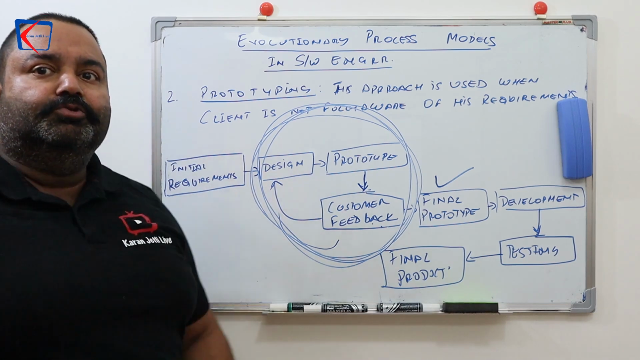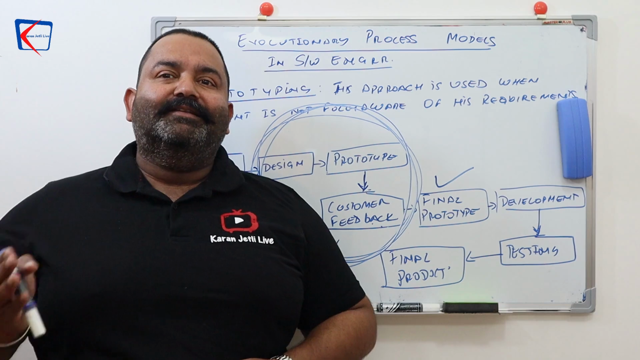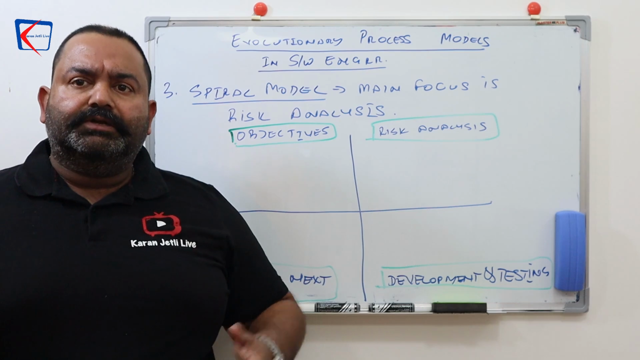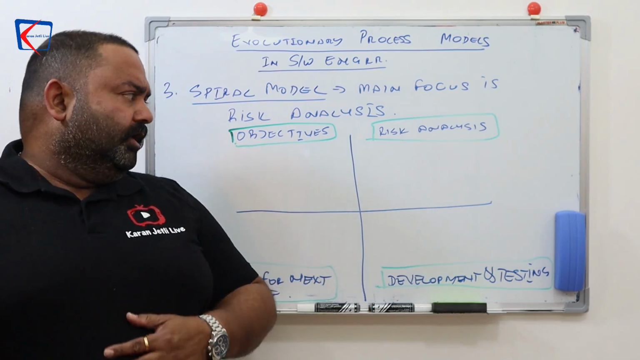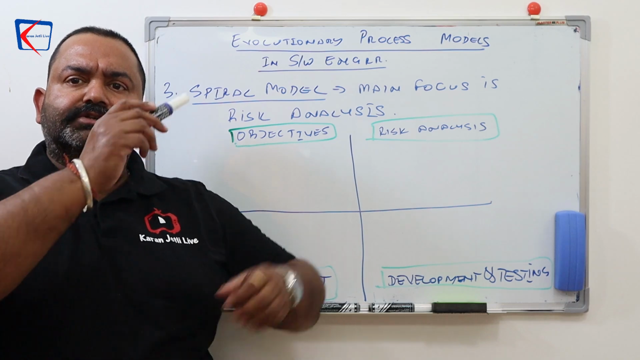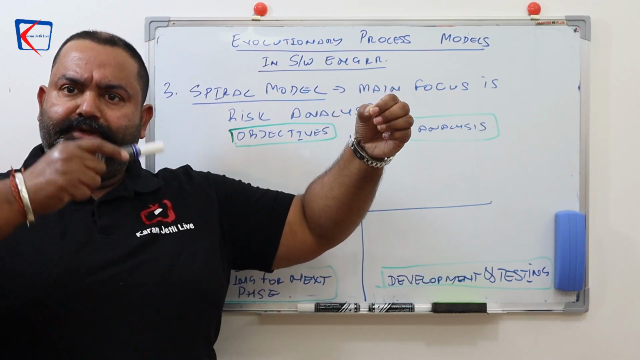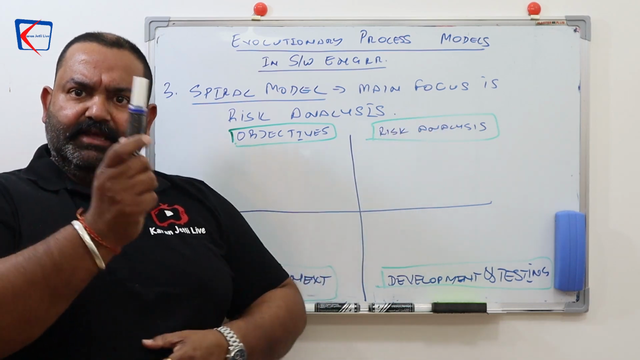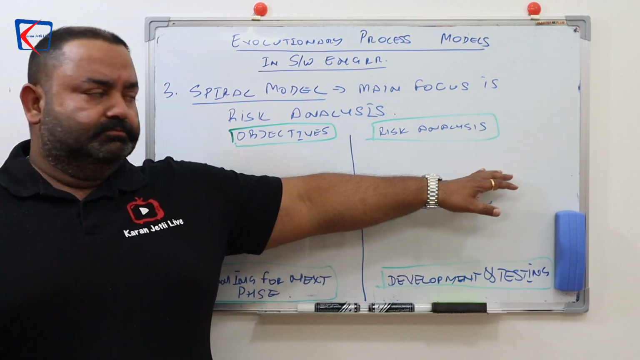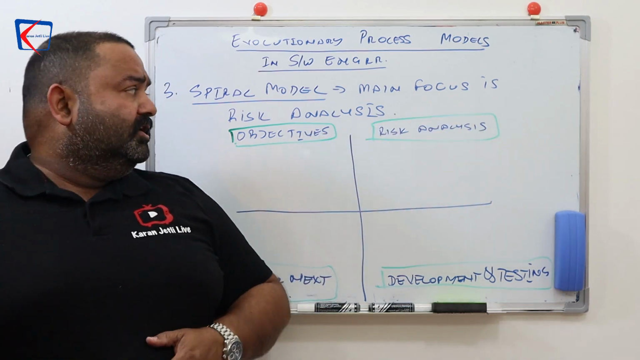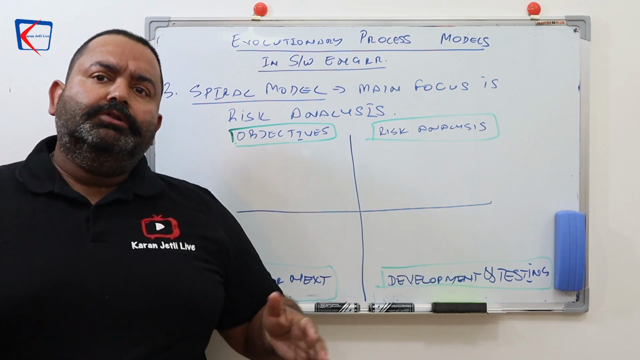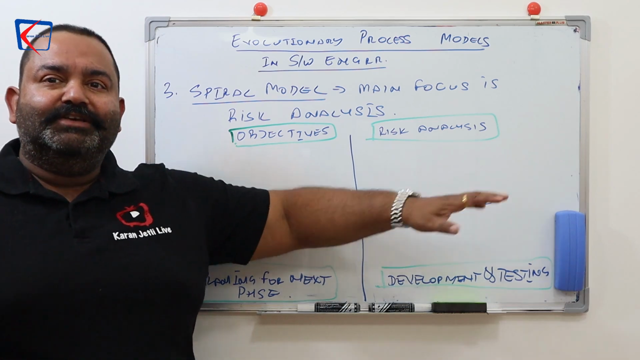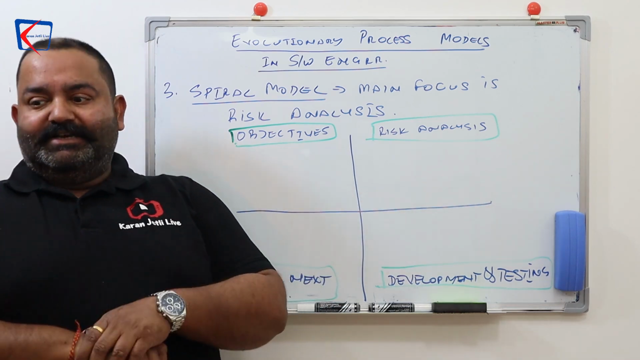And guys, now we will go to the last approach, that is called the spiral model. Let us discuss our last evolutionary model, the spiral model. Before we start, I hope all of you know what a spiral is. A spiral is like a spring in which we keep on repeating one pattern again and again. So this model is called the spiral model. The main focus of this model is risk analysis. Till now, of all the models which we discussed, no one talks about risk. This is the only model in which we focus on risk analysis.